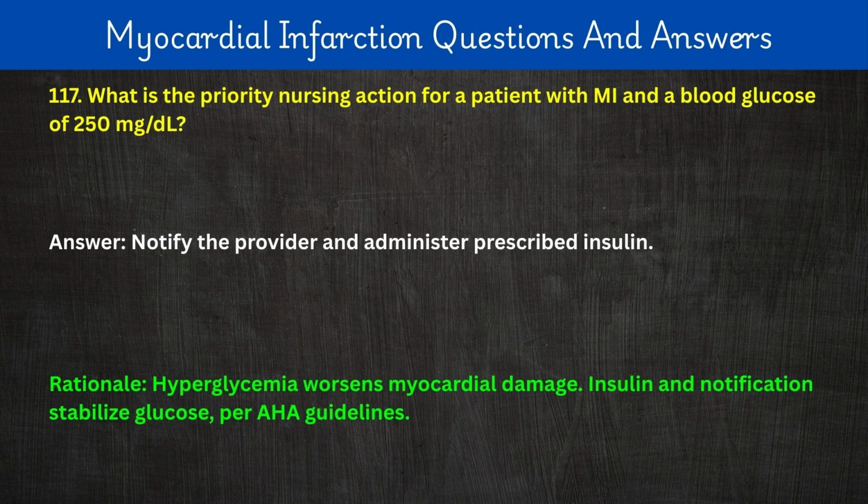117. What is the priority nursing action for a patient with MI and a blood glucose of 250 milligrams per deciliter? Answer: notify the provider and administer prescribed insulin. Rationale: hyperglycemia worsens myocardial damage. Insulin and notification stabilize glucose, per AHA guidelines.